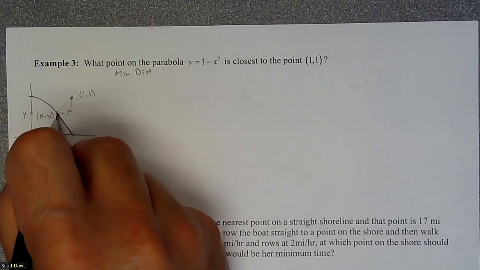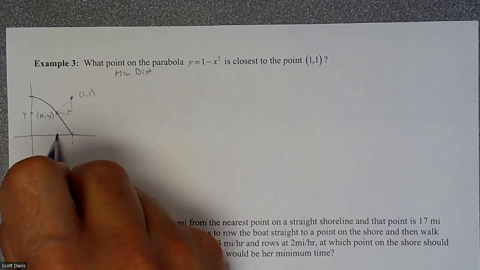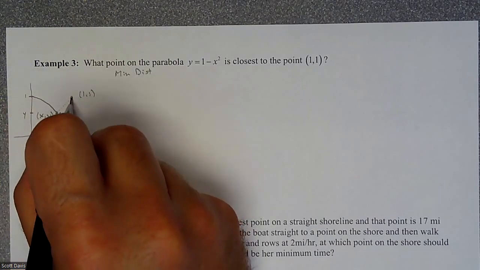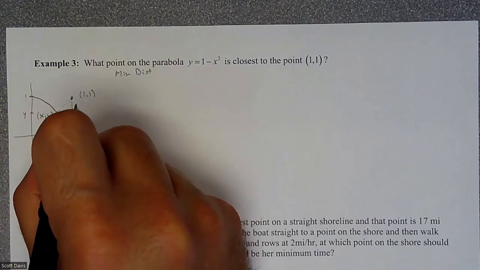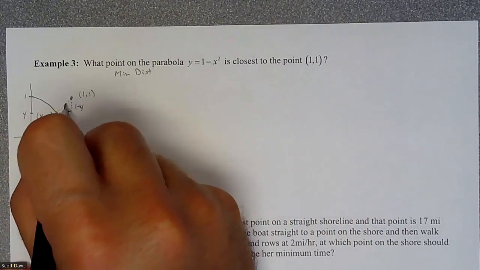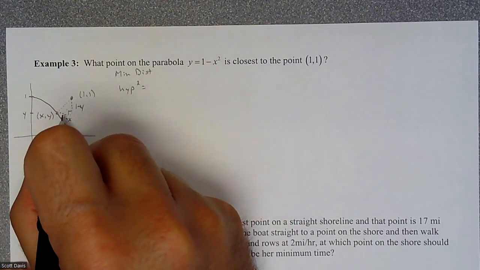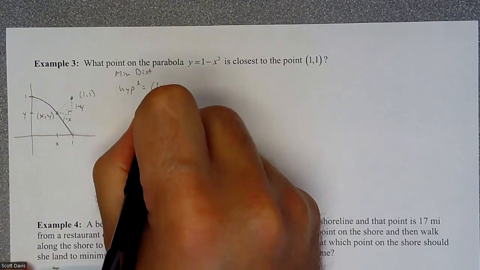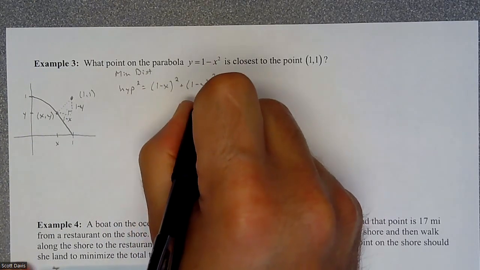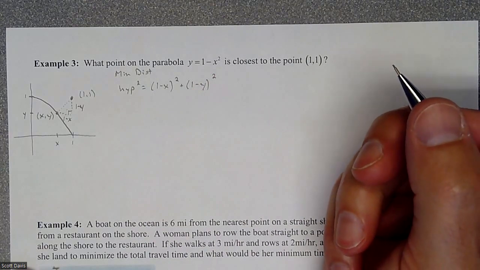And so I need to figure out what these lengths are. That length right there is going to be 1 minus x, and this height is going to be 1 minus y. So by the Pythagorean theorem, we have our distance, the hypotenuse, squared equals one of the legs squared, (1 - x) squared, plus (1 - y) squared. We're eventually going to take the derivative of that, but we need some cleaning up to do before we get into that.